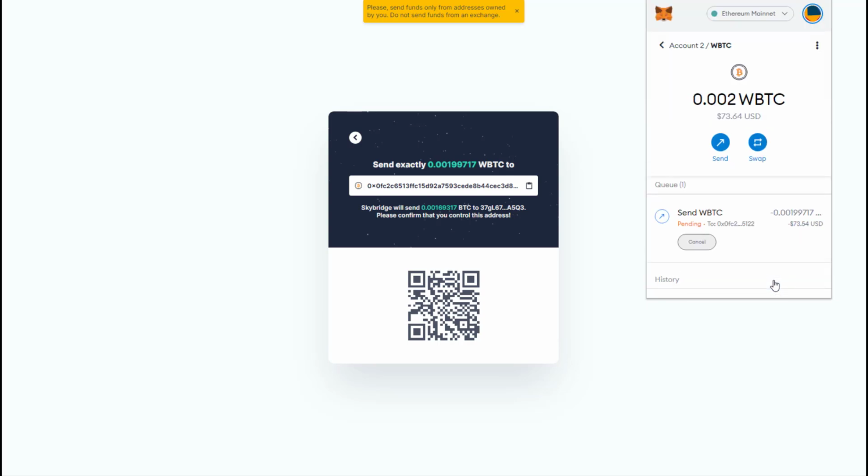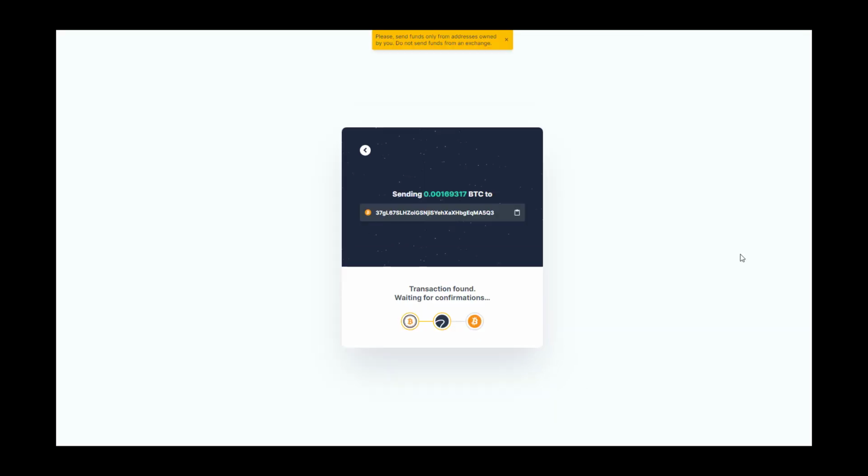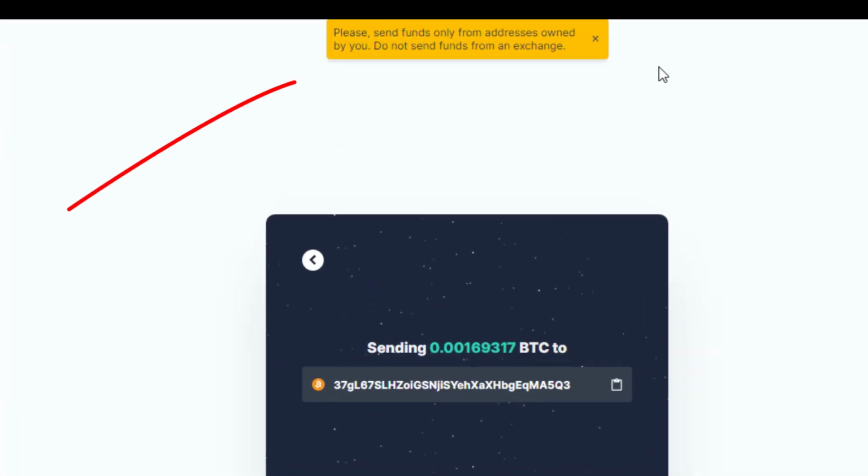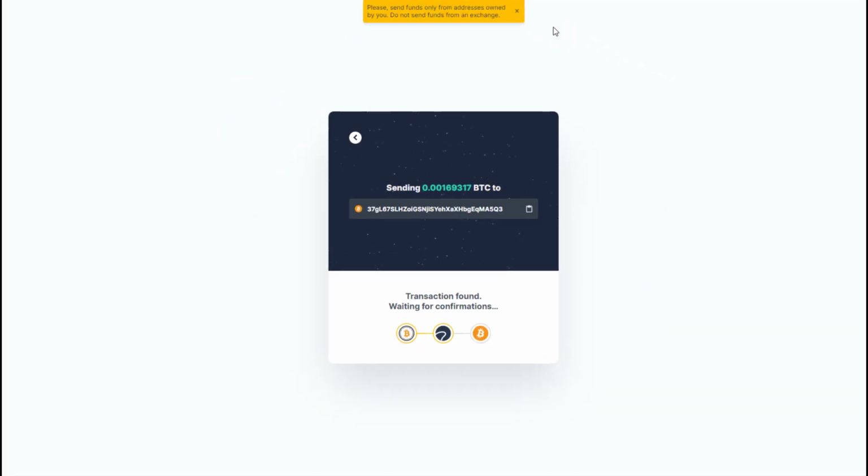All right, so I've sent the WBTC to Skybridge, and they should be sending back my BTC. Just wanted to say that this updated here. Skybridge has received my WBTC, so it is now telling me that it's sending my BTC to the wallet address I gave it. As you can see up here, it does say this warning: please send funds only from addresses owned by you. Do not send funds from an exchange. I'm assuming that this means on either end. So I also shouldn't have sent WBTC to them from some sort of centralized exchange, which I did not. I used my MetaMask, so this should be fine.